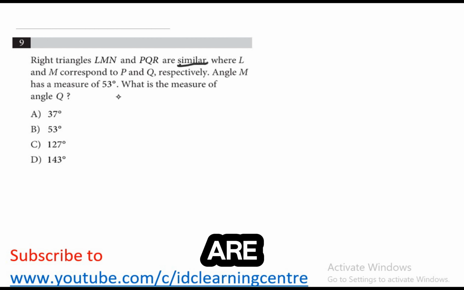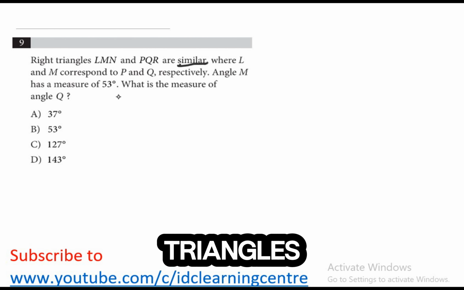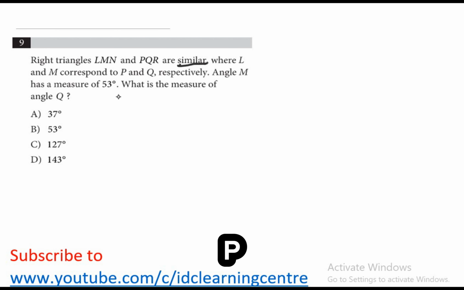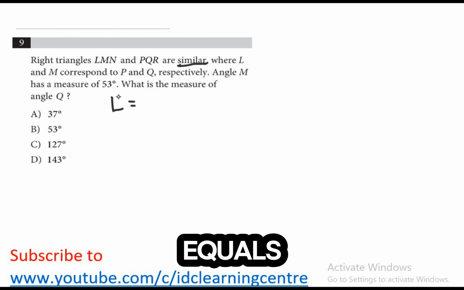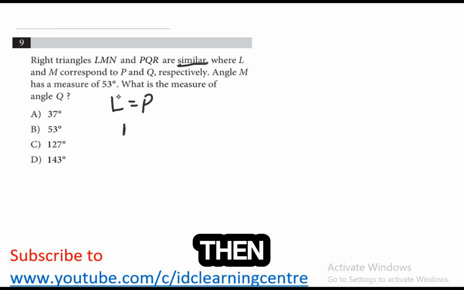So when two triangles are similar, it implies that all their angles are the same. The angles in the first triangle are equal to the angles in the second triangle. So that is the condition for similar triangles. So here we're told that L and M correspond to P and Q. That means L is equal to P and then M is equal to Q.